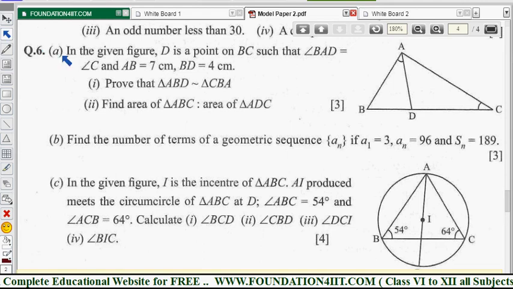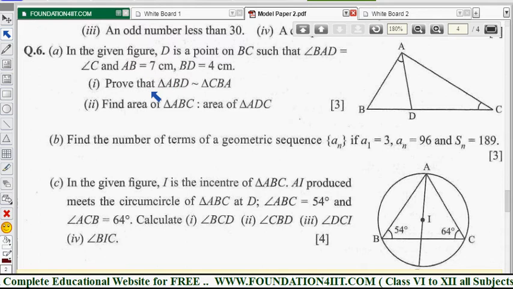So in question number 6, the first one is from geometry. In this given figure, D is the point on BC. The condition is angle BAD is equal to angle C. And AB is equal to 7 centimeters, the distance from A to B is 7, and BD is 4 centimeters.